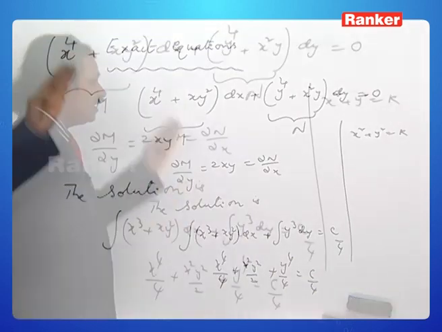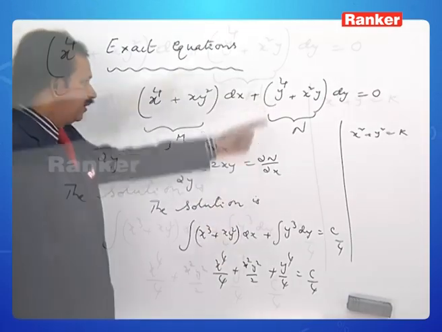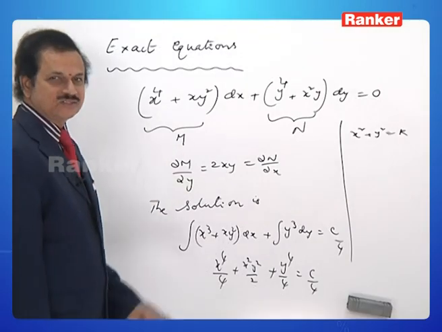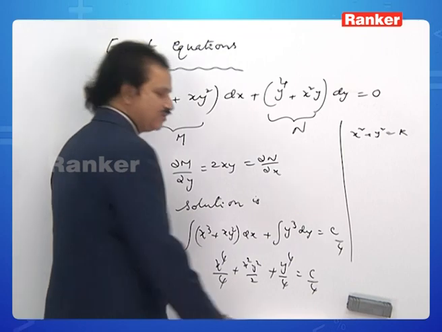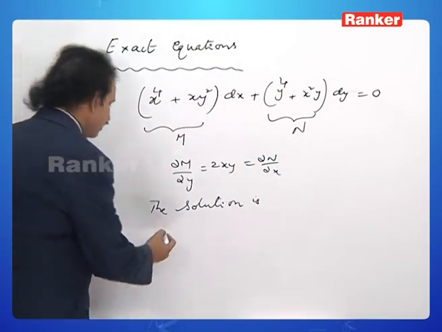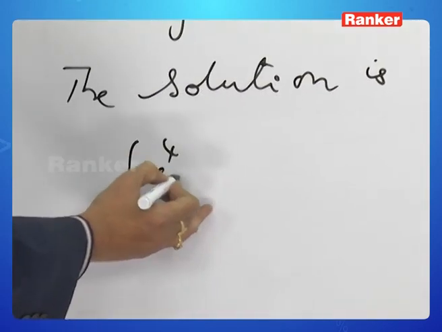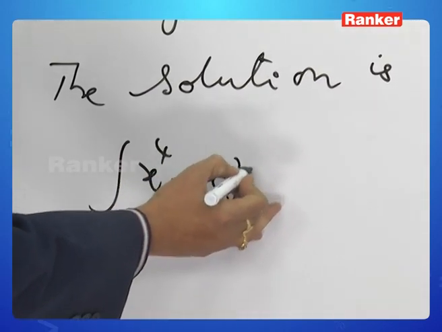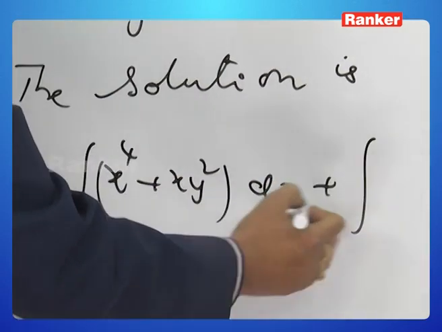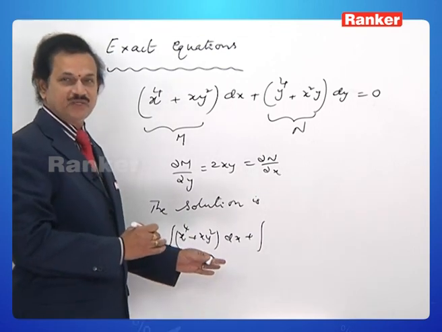Now, again for this equation, what is dou m by dou y? 2xy. Dou n by dou x, again 2xy. Hence, this is again exact. The solution now will be, come on, integral m dx, x to the power of 4 plus xy square dx plus, now while integrating m, what is the precaution that must be taken?